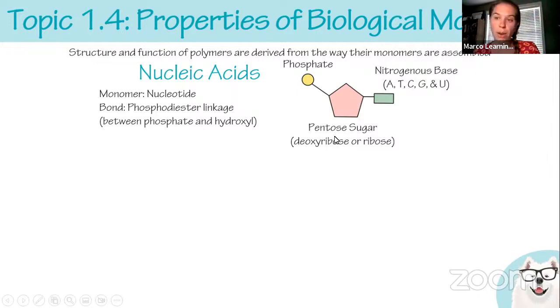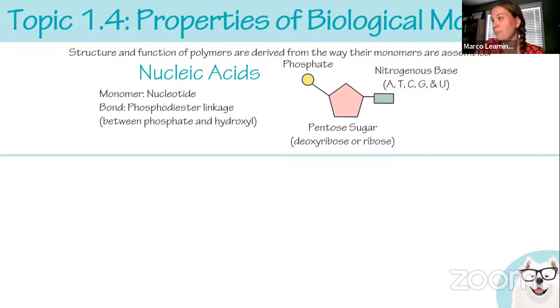And so deoxyribose is going to be found in DNA, and ribose is going to be found in RNA. There's going to be a nitrogenous base. That nitrogenous base can either be adenine, thymine, cytosine, guanine, or uracil. Remembering that thymine is only found in DNA and uracil is only found in RNA, but the other 3 are found in both. And then they all have that phosphate group. So this is the structure that we're going to see repeating when we look at a nucleic acid.